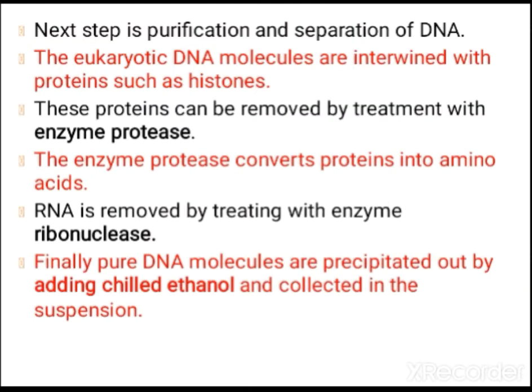The next step is purification and separation of DNA. In the eukaryotic DNA molecule, as we already studied, it is intertwined with proteins such as histone octamers, and the histones have to be removed. How is it removed? By treatment with the enzyme protease, which converts proteins into amino acids. Then RNA is removed by treating with the enzyme ribonuclease. Then ultimately the pure DNA molecules are precipitated out by adding chilled ethanol and collected in the suspension.